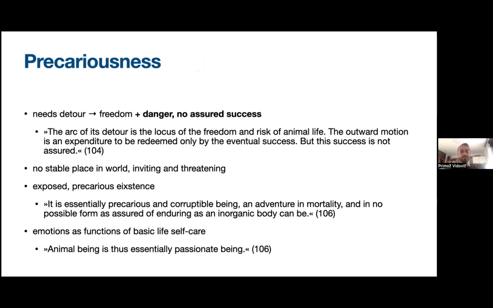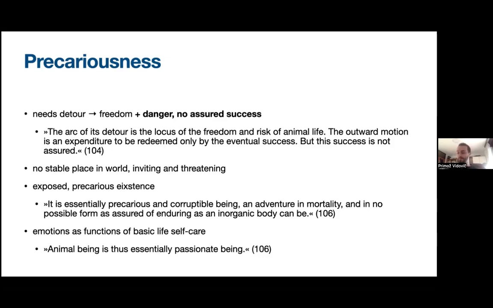The animal needs the detour, which opens up this realm of freedom. But this realm of freedom also brings with it dangers and uncertainty, because its success as it tries to get to its goals is actually not assured for it. As Jonas writes, the arc of its detour is the locus of the freedom and risk of animal life. The outward motion is an expenditure to be redeemed only by the eventual success, but this success is not assured.